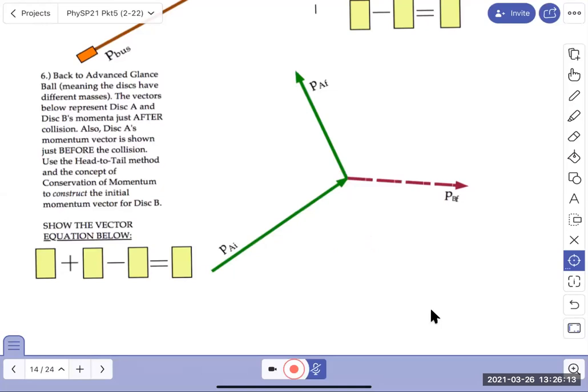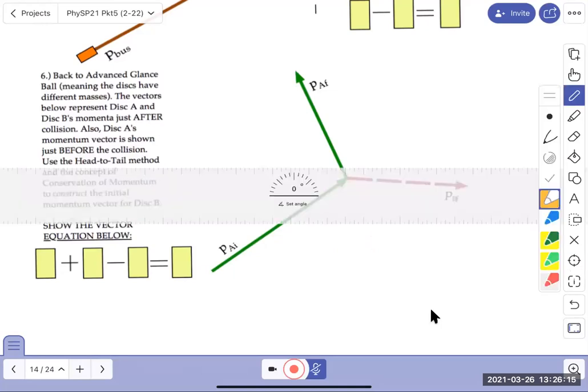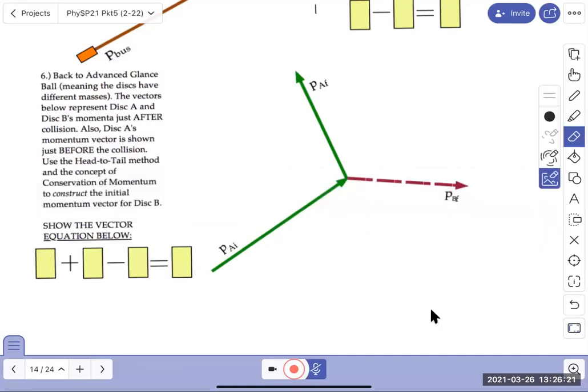All right, so here we go. We are still recording. All right, here we go. I'm going to erase this, give me some space here.